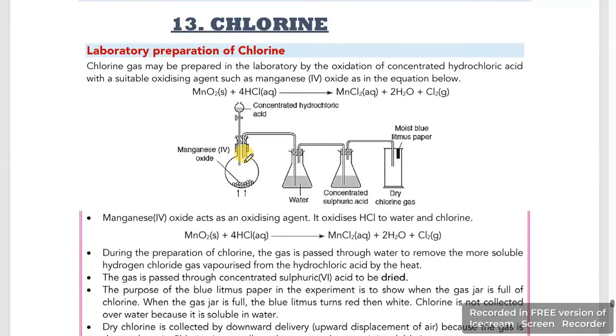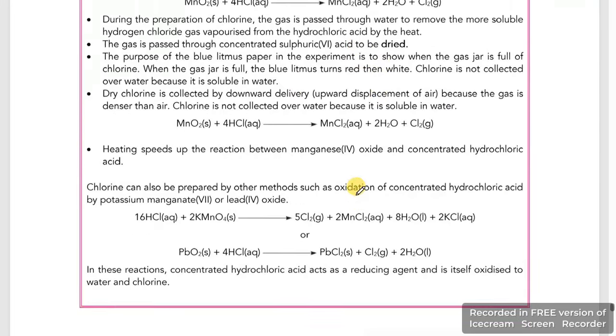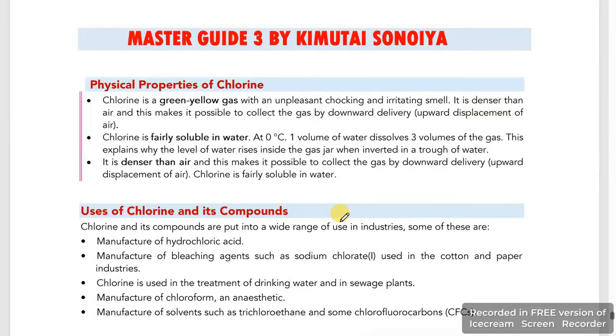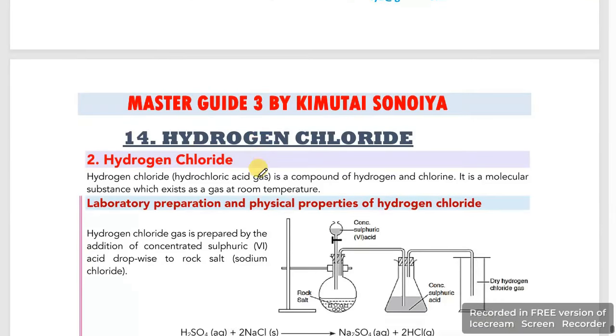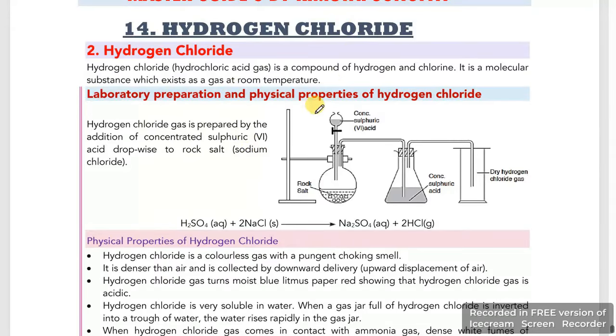Chlorine, how is chlorine prepared in the lab? Then look at the reagents. So I'm trying to show you the things you need to go through as you revise. You need to go through hydrogen chloride, how is it prepared, rock salt, method of gas collection.